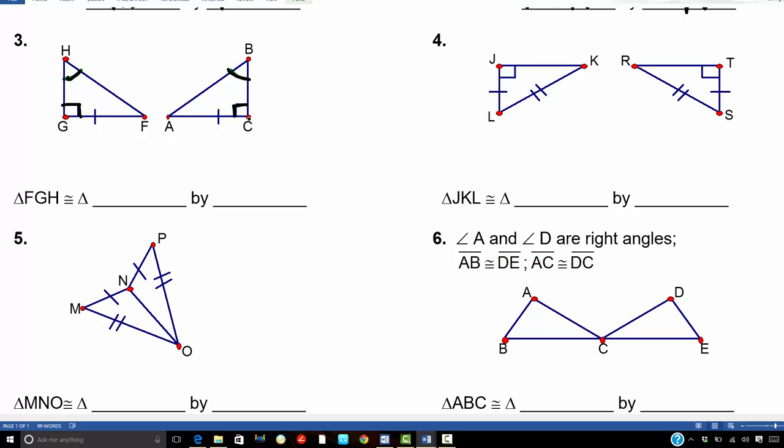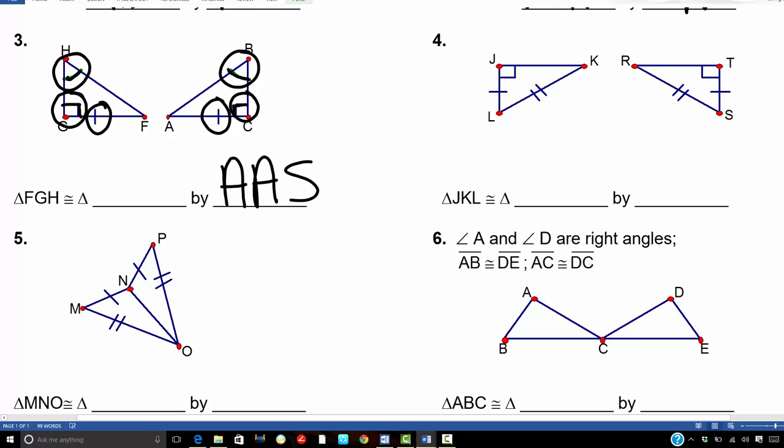So what we have is an angle, and then another angle, and then a side that's congruent. So that is angle, angle, side, the reason those 2 triangles are congruent. So just match up the vertices. Vertex F matches up with vertex A. Vertex G matches up with vertex C. And then H matches up with B. So that's our answer to number 3.